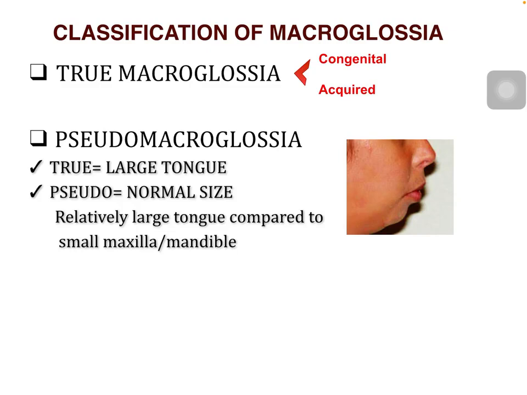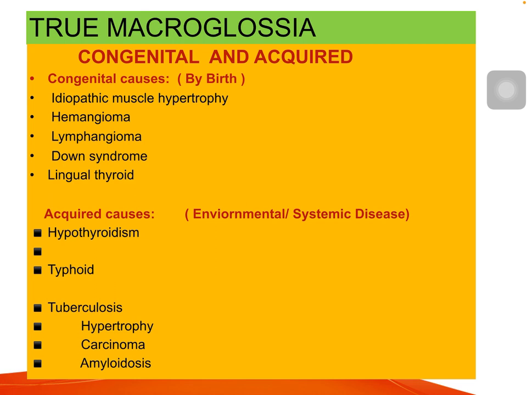Classification of macroglossia. Macroglossia can be broadly classified into true macroglossia and pseudomacroglossia. The lesions can again be subdivided based on etiology into congenital and acquired. True macroglossia, congenital or by birth, is caused by idiopathic muscle hypertrophy, hemangioma, lymphangioma, Down syndrome and lingual thyroid. Acquired causes for macroglossia include hyperthyroidism, typhoid, tuberculosis, hypertrophy, carcinoma and amyloidosis.